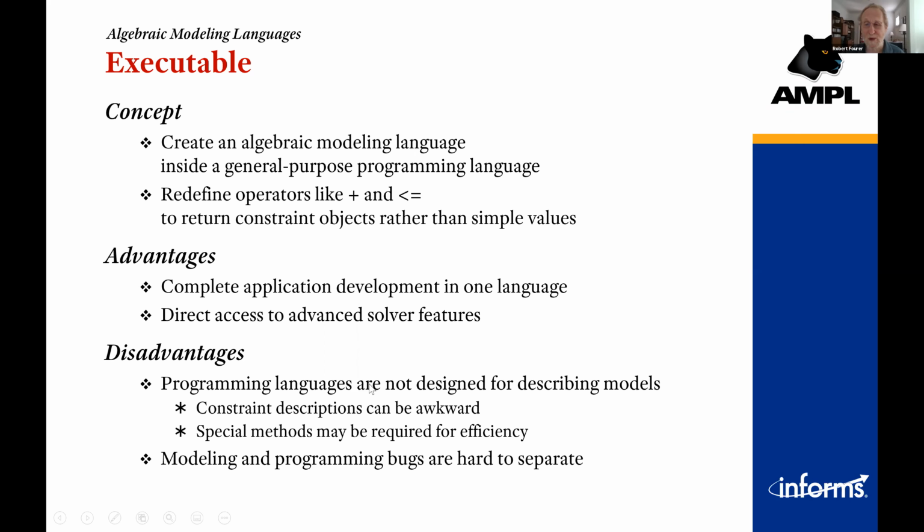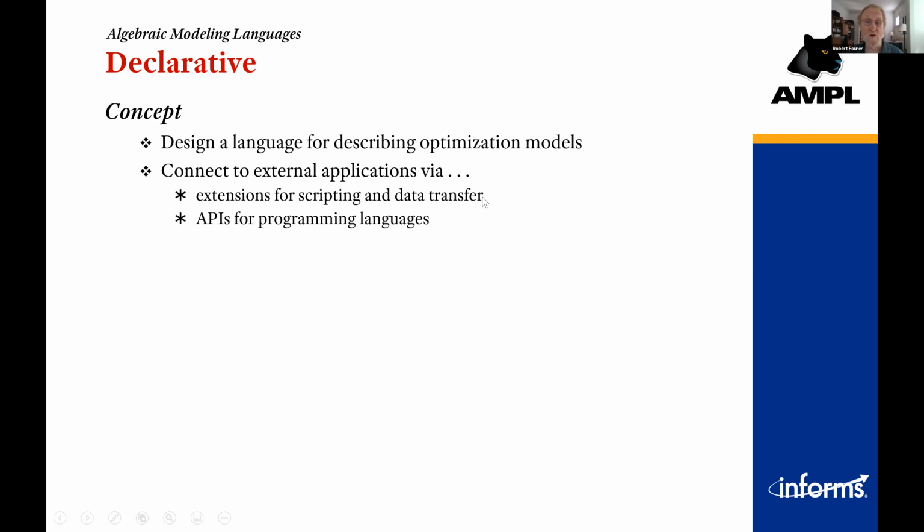On the declarative side, this would be like the AMPL approach. I said we describe a language for optimization models, and then to connect to alternate external applications, there are extensions for writing simple scripts where you can write essentially simple programs using AMPL notation just to do things like a series of solves or to print something on some condition. And then for general deployment, AMPL has APIs to different programming languages. So a variety of programming languages can be used.